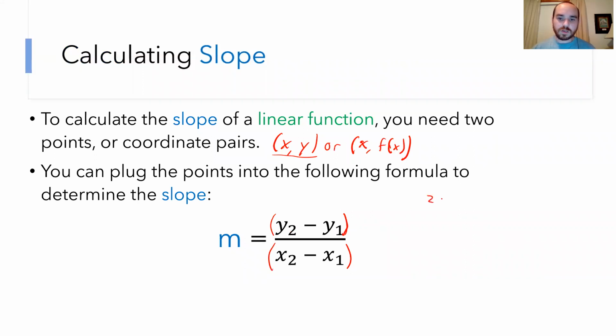So the 2 needs to be further right on your graph than the 1. So if you have a graph like this, and you're picking out 2 points to use, this point over here and this point over here, let's say those are the ones you're going to choose because they come out to even numbers and you don't want to use fractions or anything like that. Make sure that this is your point number 2 and this is your point number 1.